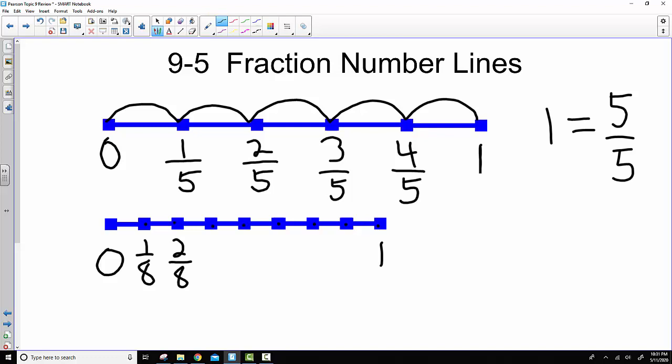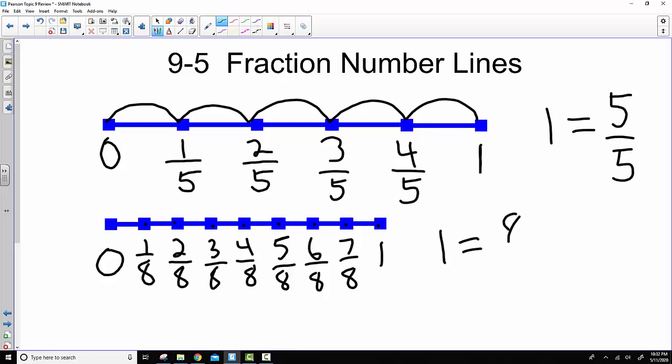2/8, 3/8, 4/8, 5/8, 6/8, 7/8, and 1. 1 can also be named 8/8. So 8/8.